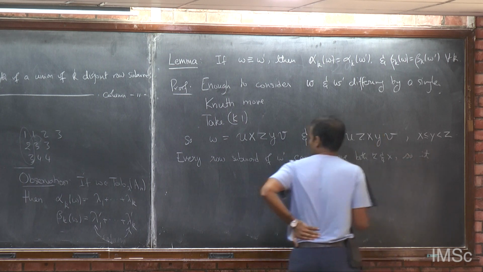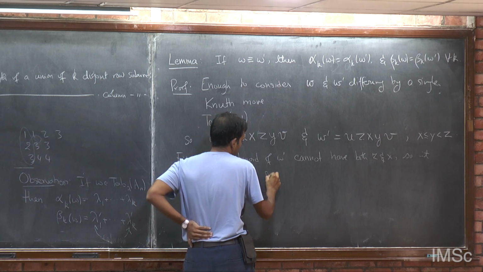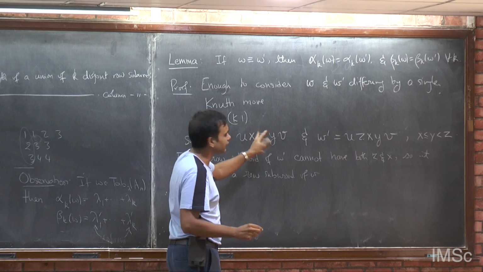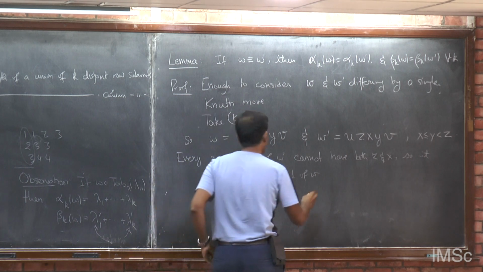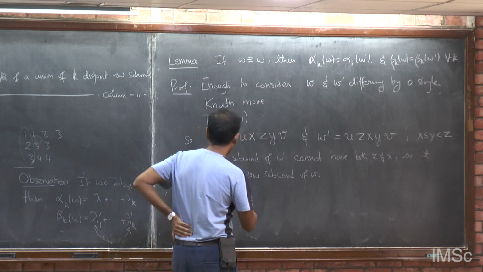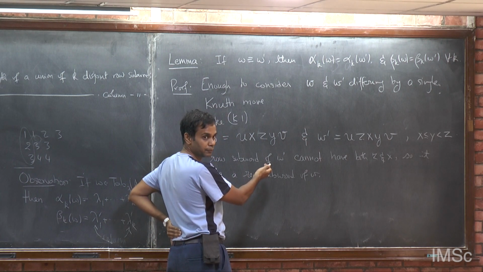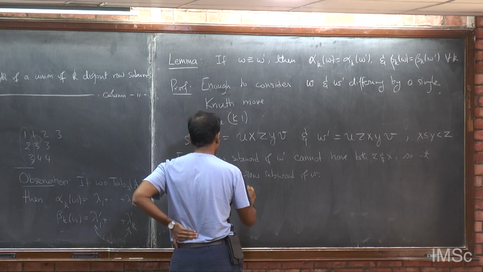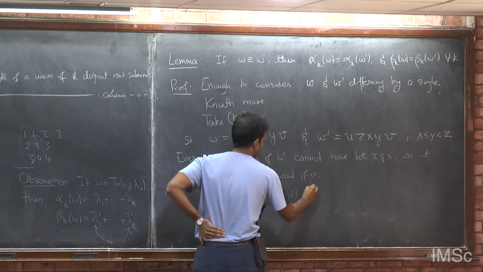So, it is also a row subword of W, because the only thing that has changed is this xz has become zx. So, if they both occurred, I would not get a row subword, they would be transposed. So, what this says is that W has more row subwords than W prime. So, this means that alpha k W is greater than or equal to alpha k W prime for every k.